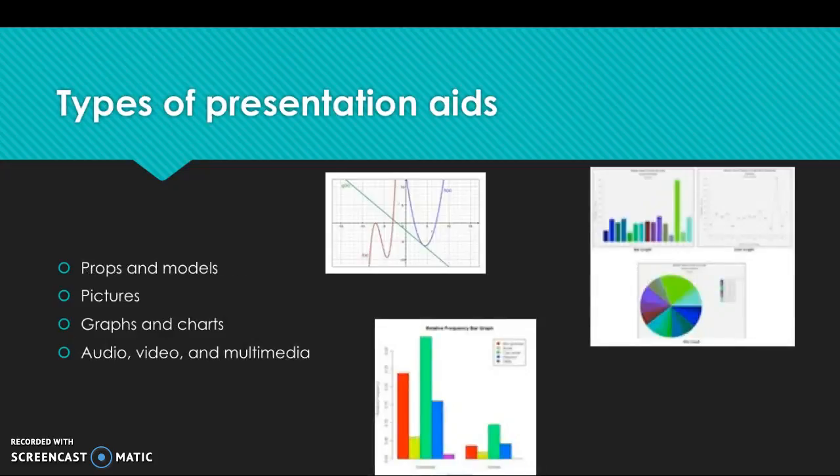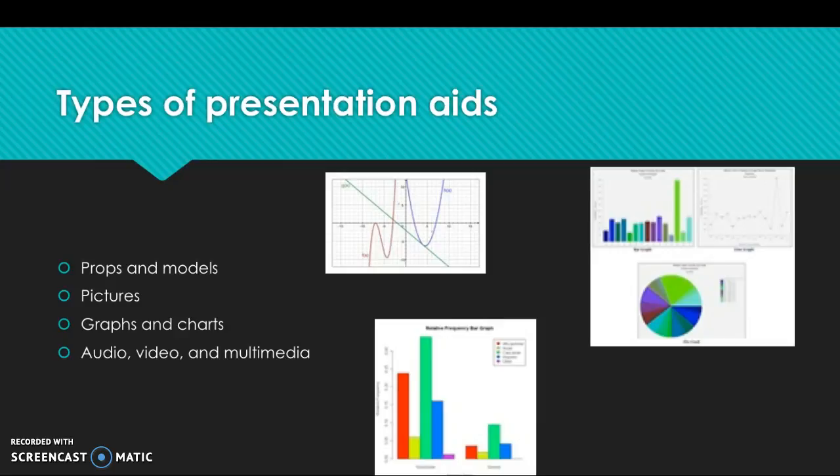The types of presentation aids, so you can have props and models. For example, I had a student a couple of years ago who gave a speech over 3D printing, and she brought in some things that she had actually printed herself. I had another student who taught the class how to do origami in his how-to speech, and he brought in some things that he had made, and then he made a piece of origami while he was speaking.